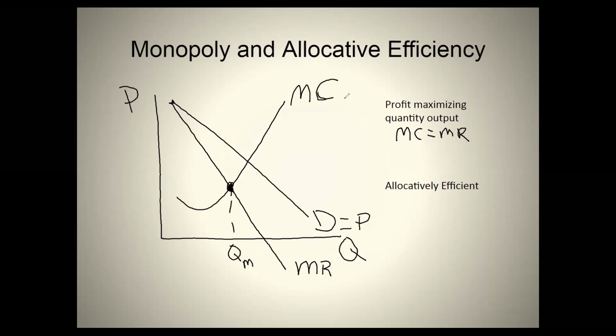What price can they charge for that? Well, at this quantity, the consumer is willing to pay, we go up to the price curve, our demand curve, and we see that the consumer is willing to pay PM. So that's the quantity for the monopolist, their profit maximizing quantity, and the price that they would charge the consumer. Is that allocatively efficient?